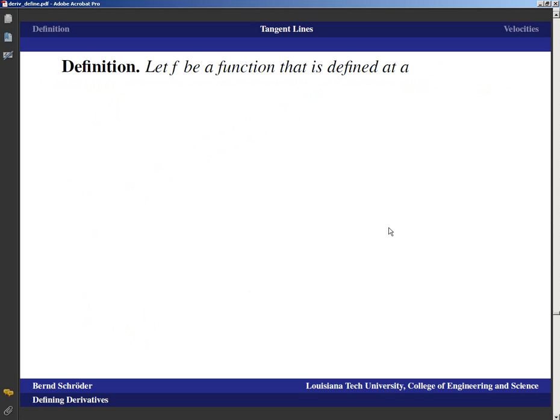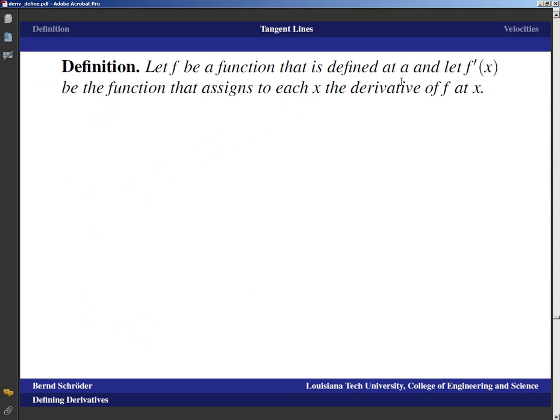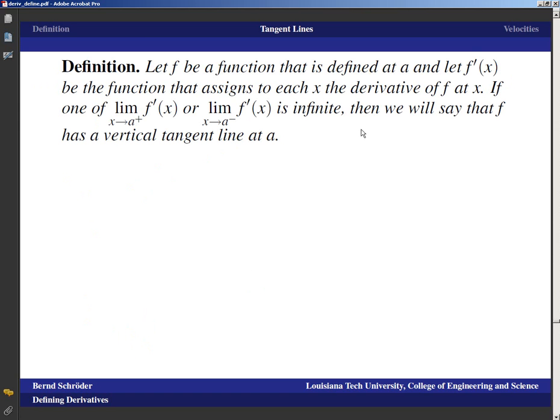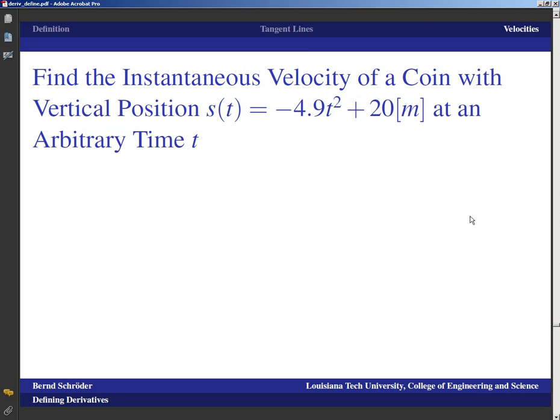However, what can be done is we can say the following. If you've got a function that is defined at a point a, and if f prime of x is the function that assigns to each x the derivative of f at x, and if one of the one-sided limits of f prime is infinite, then we will say that f has a vertical tangent line at a. Well, of course, if one of them is plus infinity, one of them is minus infinity, you could also talk about a cusp, but that's just basically a matter of an author's or a presenter's choice. When you've got an infinite tangent line or when you've got a cusp, something went wrong with differentiability, and well, you can classify that either way, at least for all that I'm interested in for this presentation.